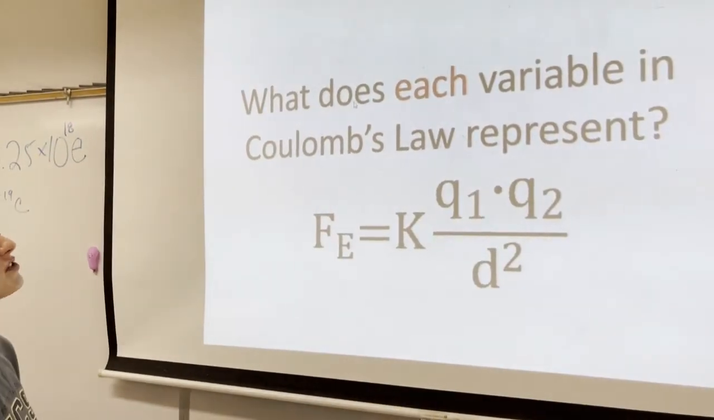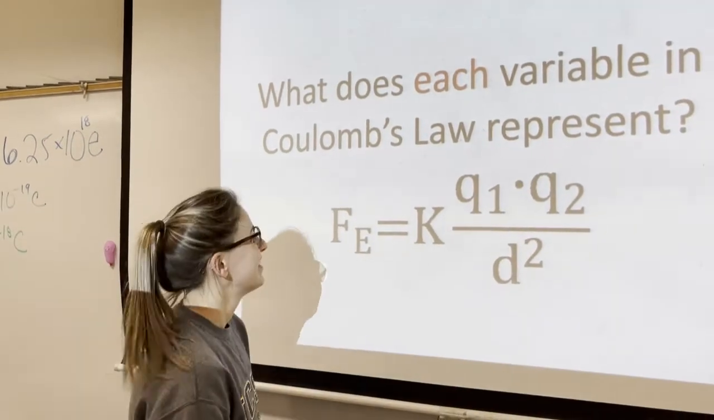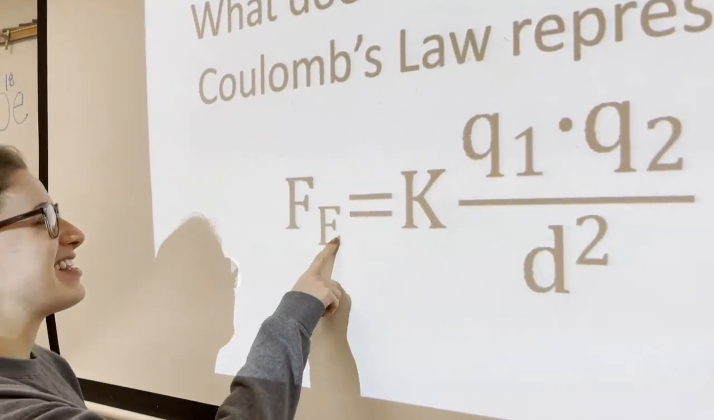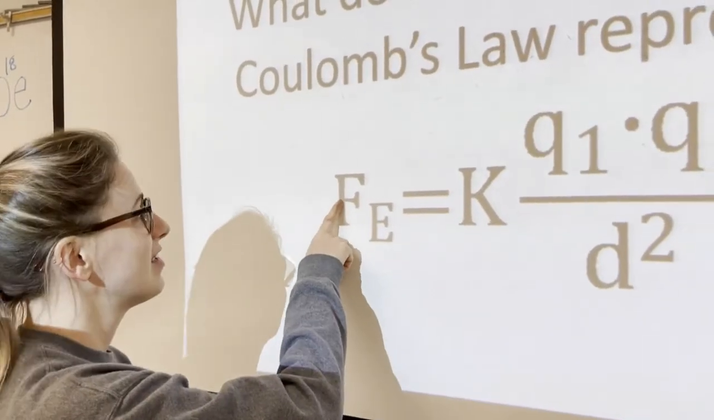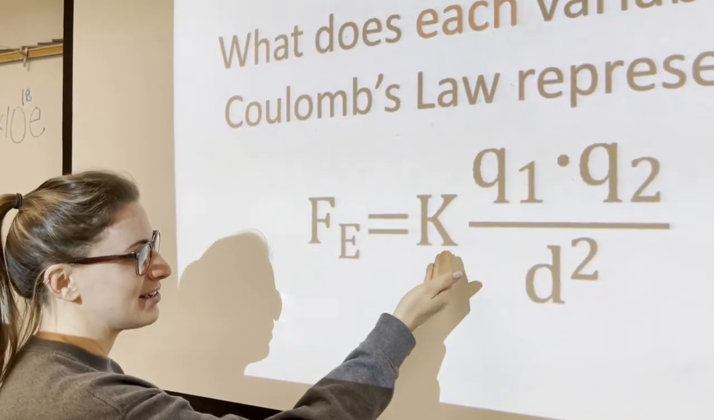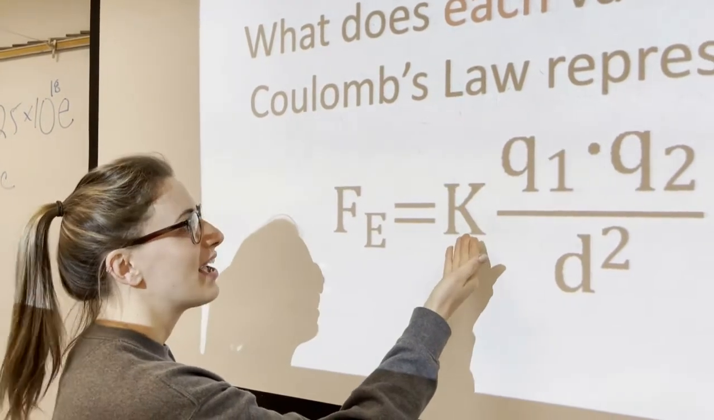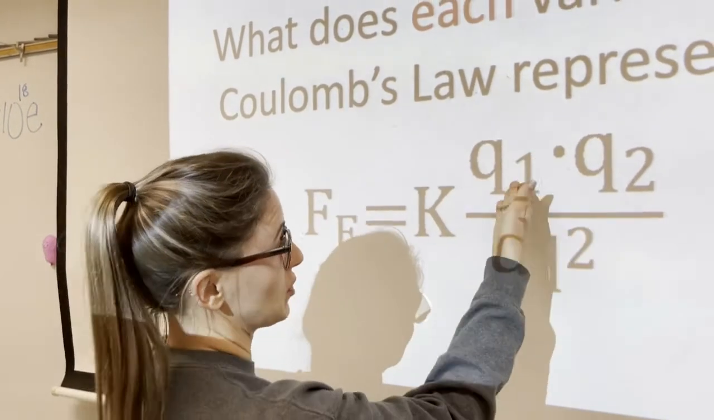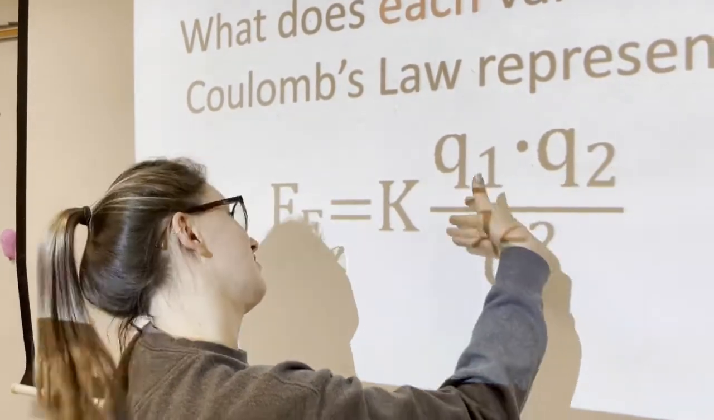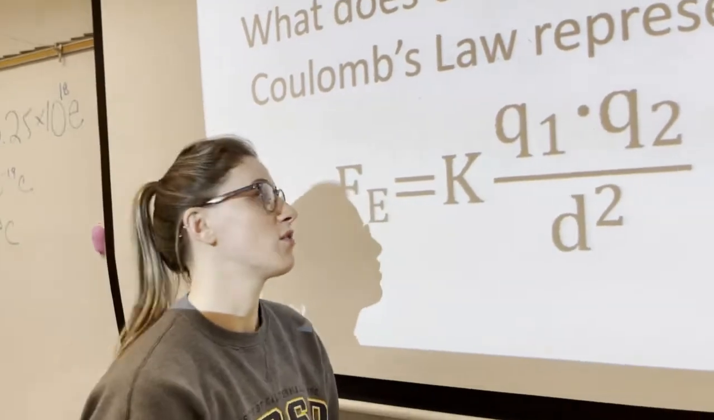Okay, what does each variable in Coulomb's law represent? Do you remember the players? The players! Gotta know the players to play the game. Okay, so here is the electrical force. This is our electrical constant, k, 9 times 10 to the 9th newton meters squared per coulomb squared. You got it. And then this is the first charge we're talking about. That's the second charge, the quantity of charge on one tank, the quantity of charge on the other tank. And then this is just the distance between the two, and we square that, of course.